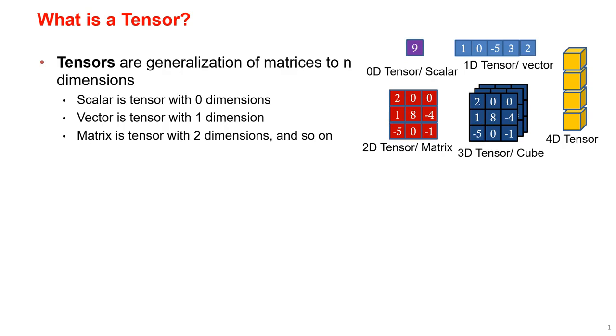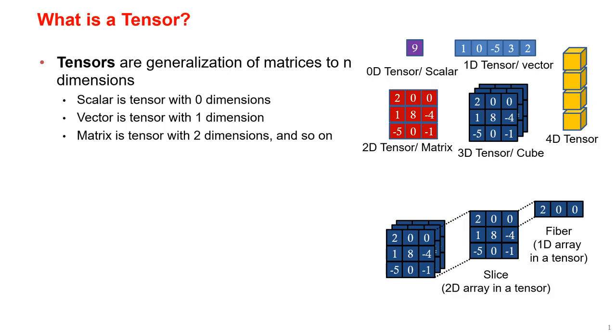But first, let's try to understand what a tensor is. A tensor is a generalization of a matrix to higher or lower dimensions. For example, a scalar is a tensor with 0 dimensions, a vector is a tensor with 1 dimension, a matrix is a tensor with 2 dimensions, and one can keep on adding dimensions to get a bigger and bigger tensor. A 2D array within a tensor is called a slice, and a 1D array is called a fiber.